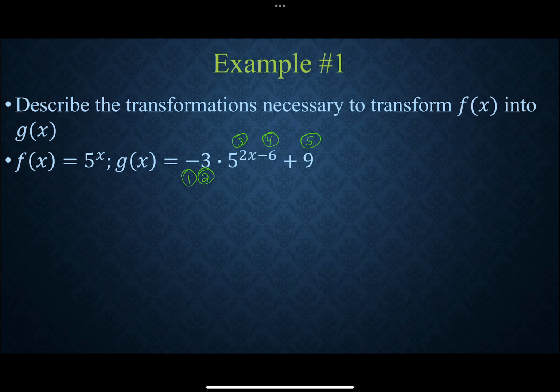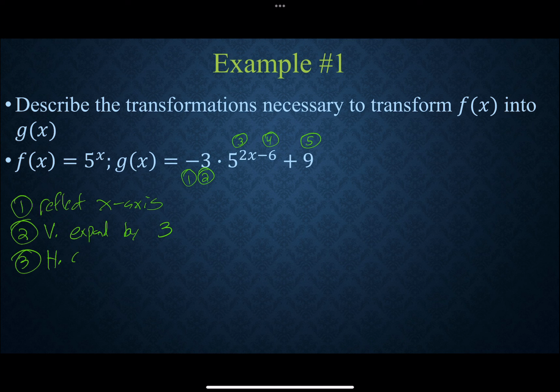Now, to go through these transformations, transformation 1, 2, 3, and 5 are relatively straightforward. 1, because it's a negative multiplying outside the function, not directly with x, is a reflecting over the x-axis. An integer multiplying outside, not directly with x, would be vertically expanding by 3. The 5 is not a transformation because it's part of the original parent function, so it's the base. The 2 that's multiplying directly with x, that's now horizontal, and because it's integer, that's compressing. So we have a horizontal compress by the 2.